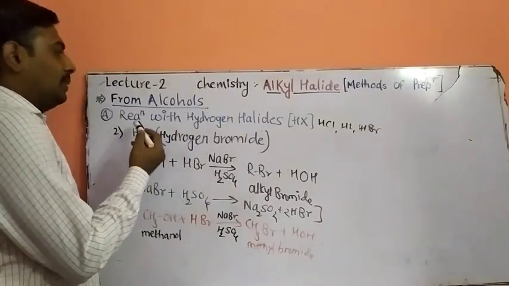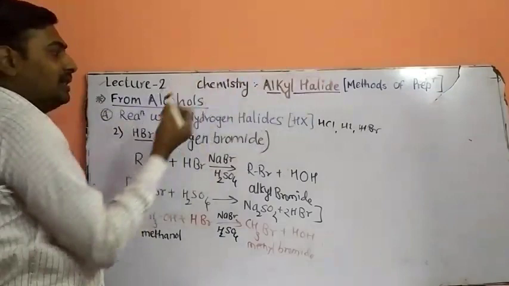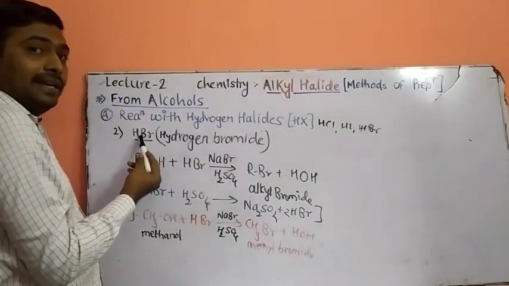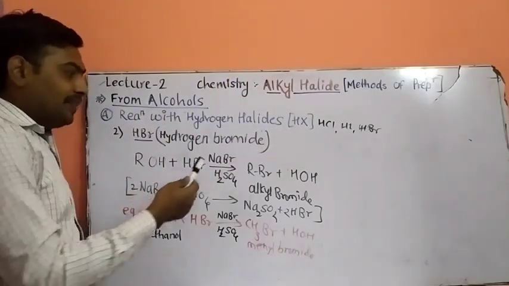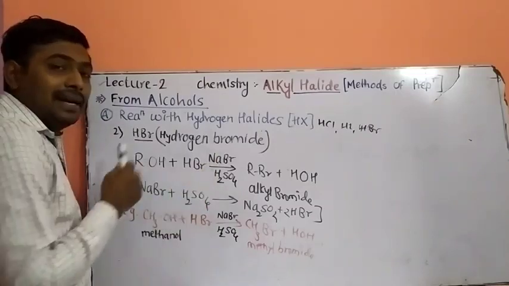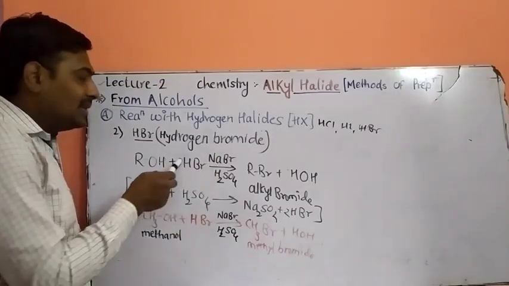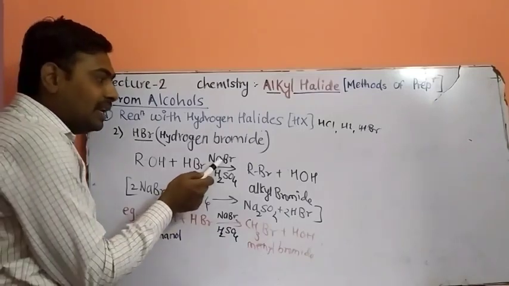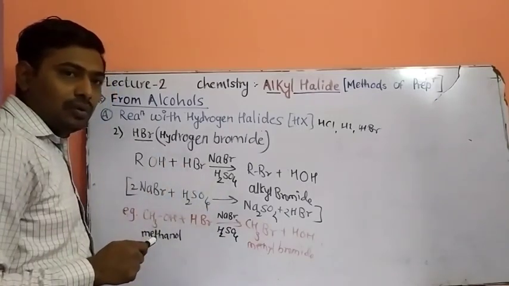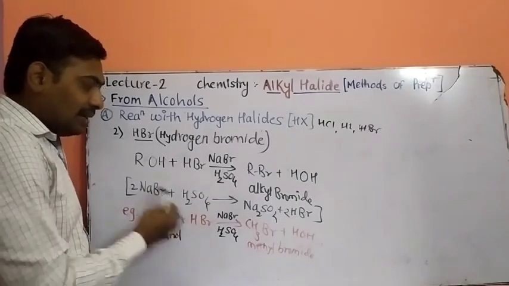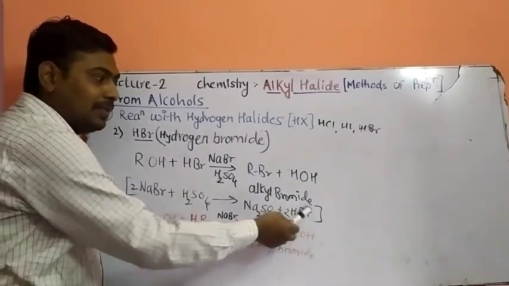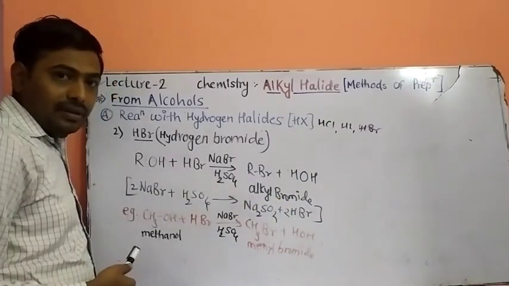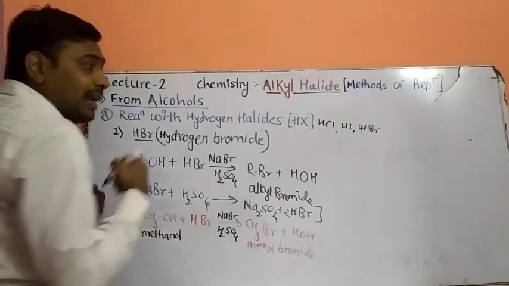Second reaction, preparation of alkyl halide with the help of hydrogen halide HBr. In this reaction, sodium bromide is reacted with sulfuric acid. HBr is not readily or directly available in nature. So when NaBr is reacted with H2SO4, HBr is prepared in situ in the reaction.